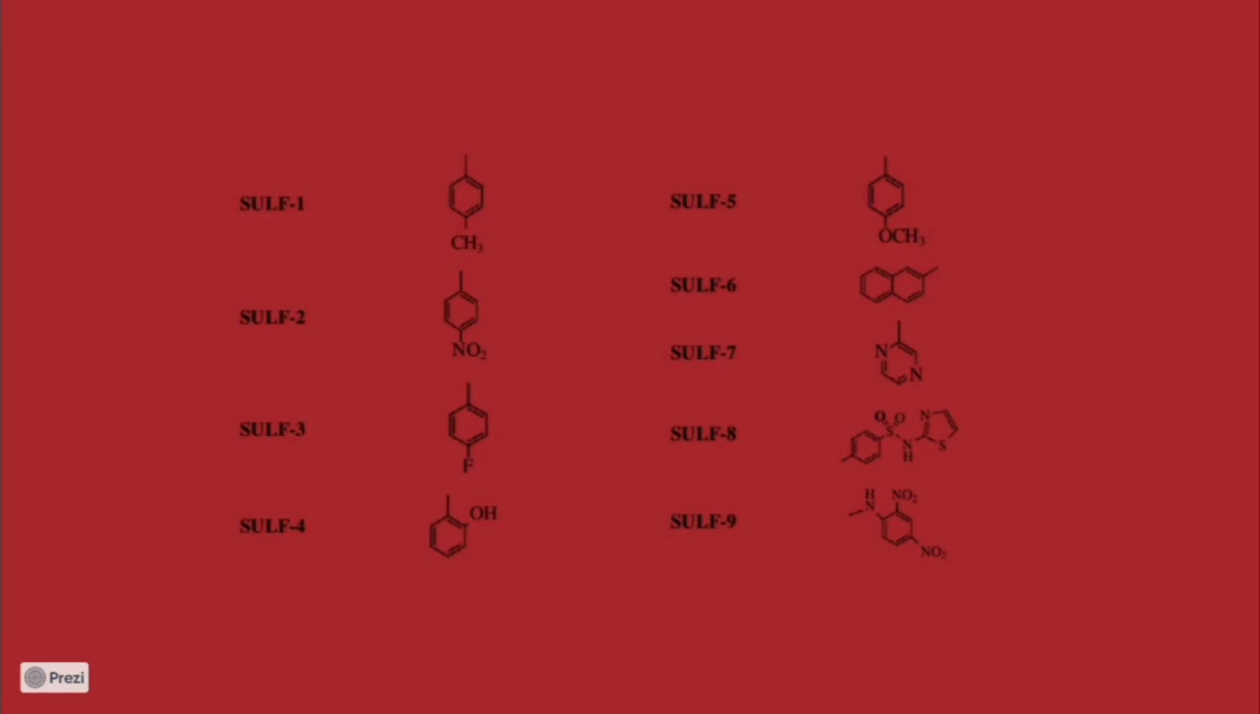If the R group is naphthalene, the product is sulf6. If the R group is pyrazine, the product is sulf7. If the R group is phenylsulfonyl that is conjugated with a thiazole ring by an amino group, the product is sulf8. And the last one, if the R group is metadinitrophenylamine, the product is sulf9.